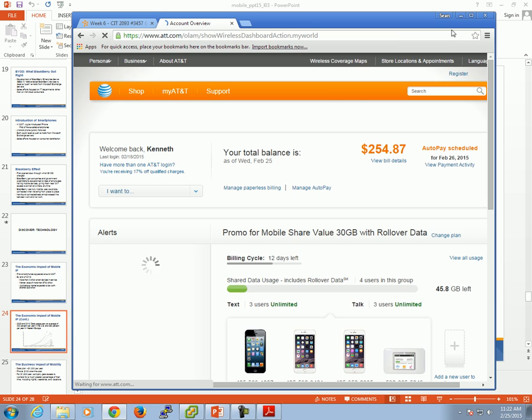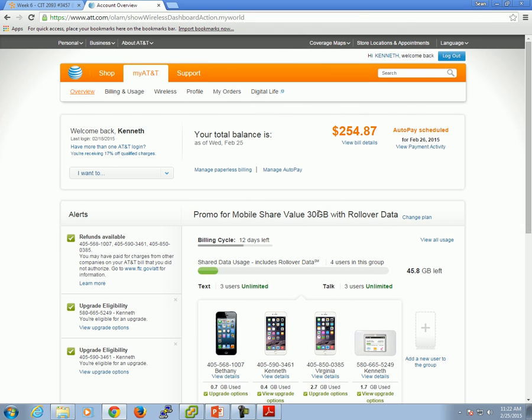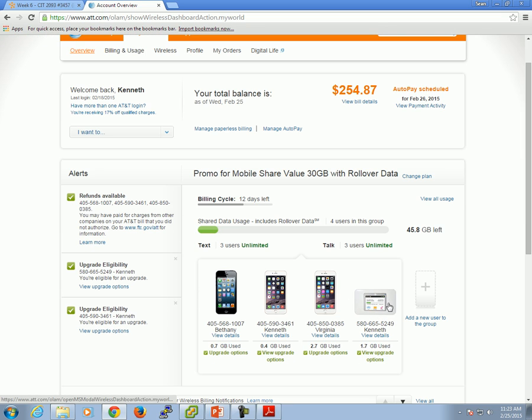Okay, I'm logging into my AT&T account here. I pay basically $254 a month. That's for 3 phones and a MiFi. Look how much data I've got left. 45 gigs of data left. What I have is the 30 gig plan.